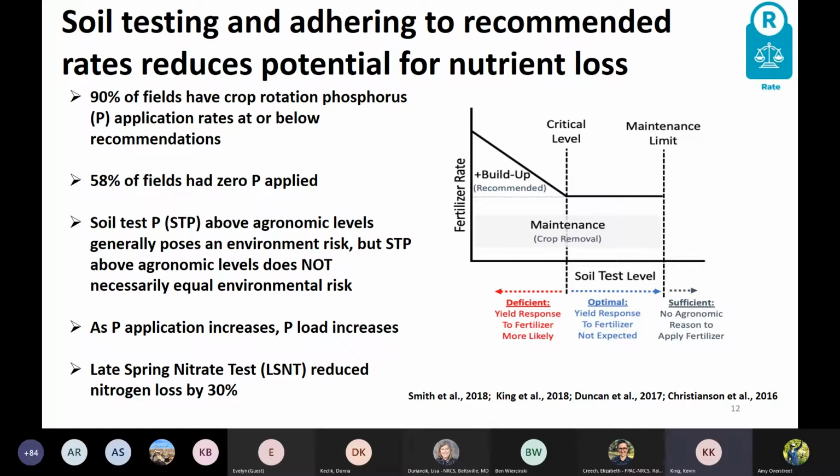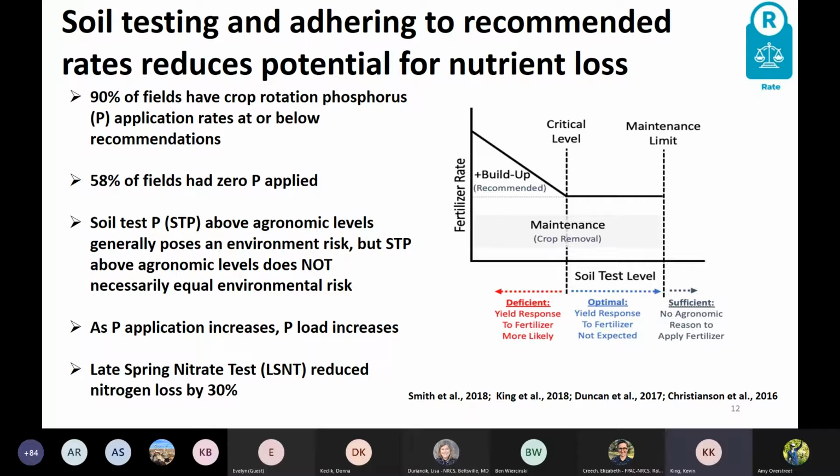For the rotation, 90% of the 2,200 fields had crop rotation phosphorus application rates at or below recommendations, while 58% of the fields had zero phosphorus applied. This data suggests that the majority of producers do adhere to application recommendations.